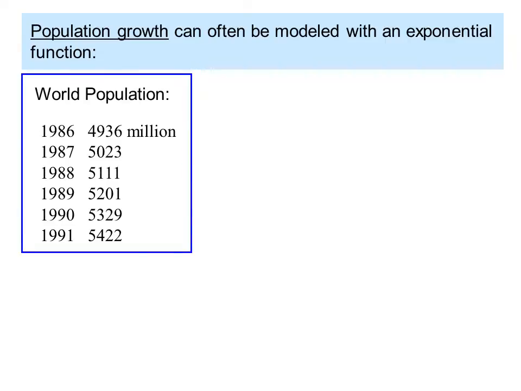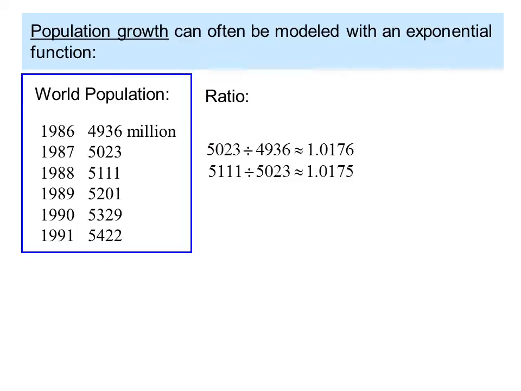Population growth can often be modeled with an exponential function. Here's a table of world populations from 1986 to 1991. Now, we find the ratio from each year over the previous year. 523 divided by 4,936 is about 1.0176. And we do that for each pair of years. And we see that for the most part, the numbers are pretty consistent.